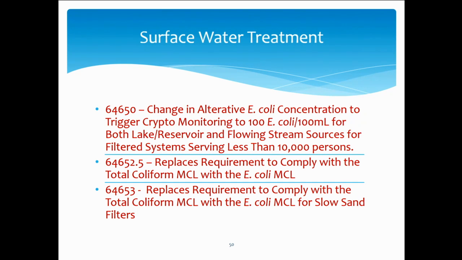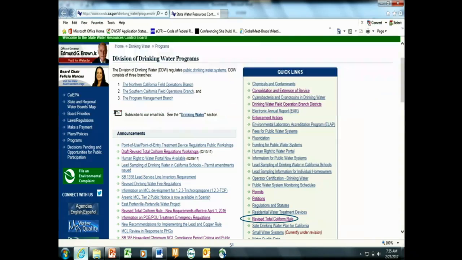And then under surface water treatment, it's essentially the changes from complying with our total coliform rule to complying with RTCR. So those are just changes to other regulations that have to be done so that they mesh up with the total coliform rule, the RTCR.